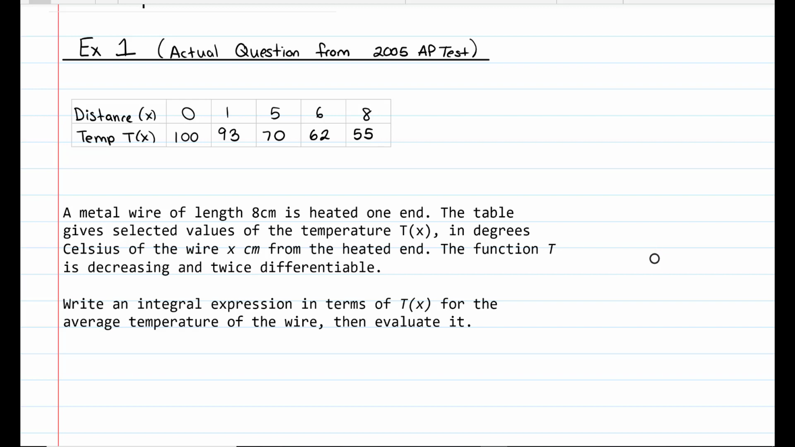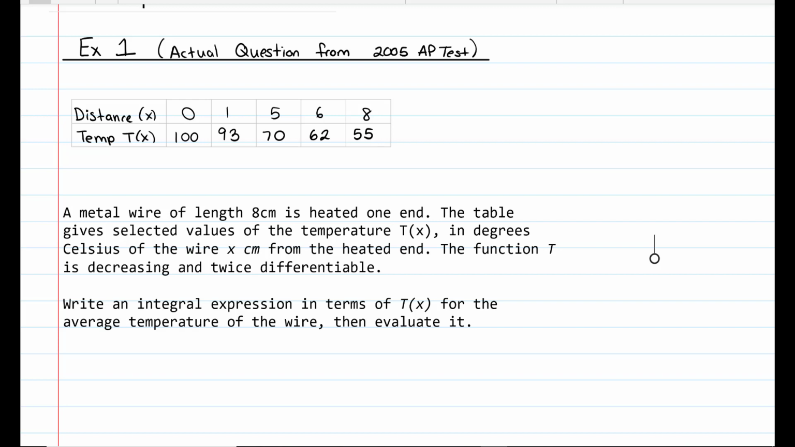So the context of the problem is a metal wire of length 8 centimeters is heated from one end. The table gives selected values of the temperature T of x in degrees Celsius of the wire x centimeters from the heated end. So as you get further away, the temperature is going to be less than where you're heating it up. The function T is decreasing and is twice differentiable. They tell you that piece of information because they want you to know that you can take the derivative twice.